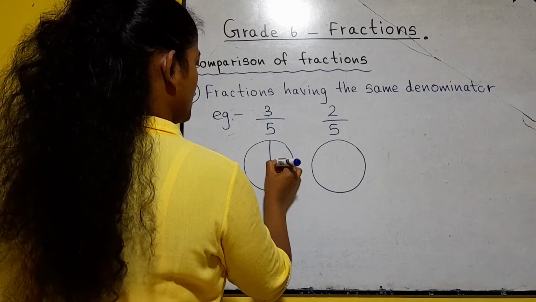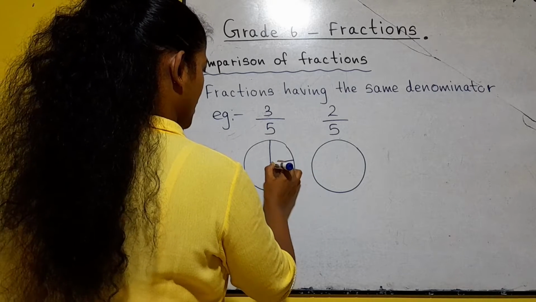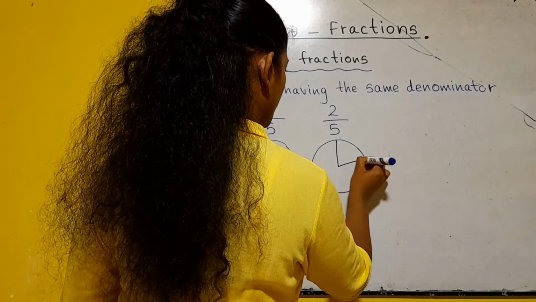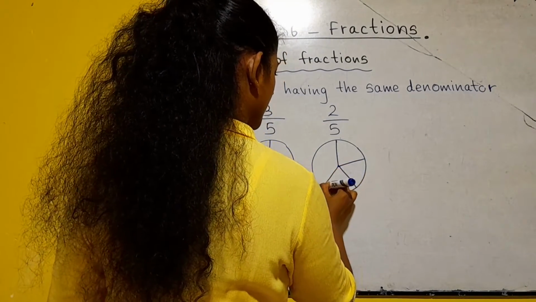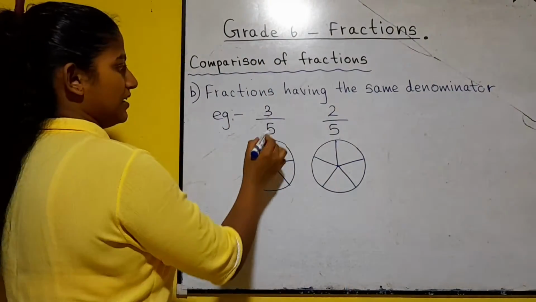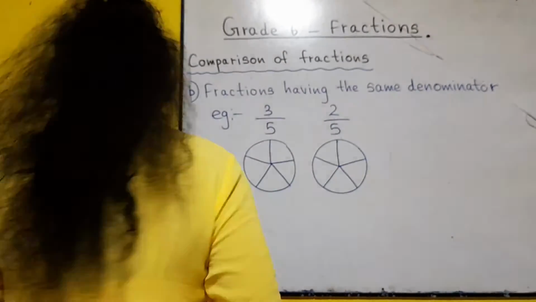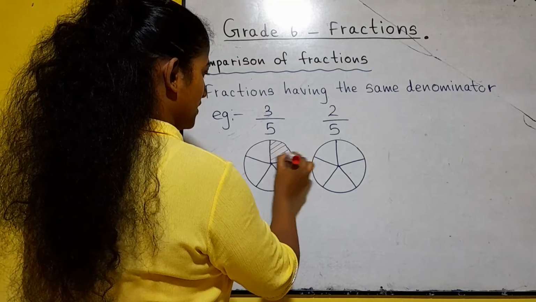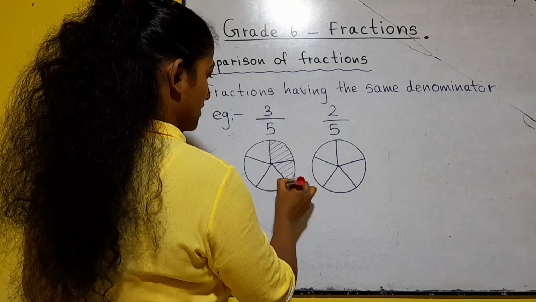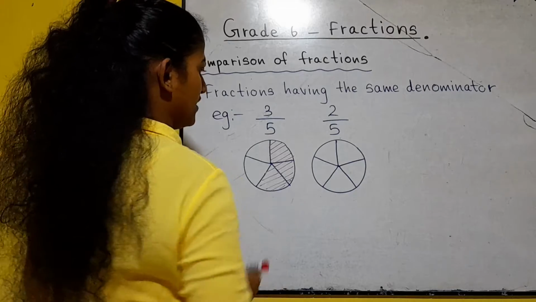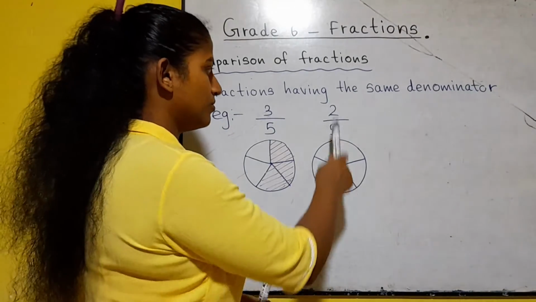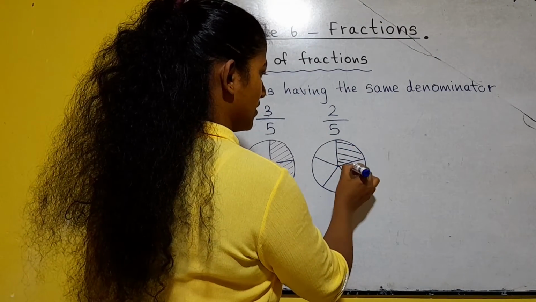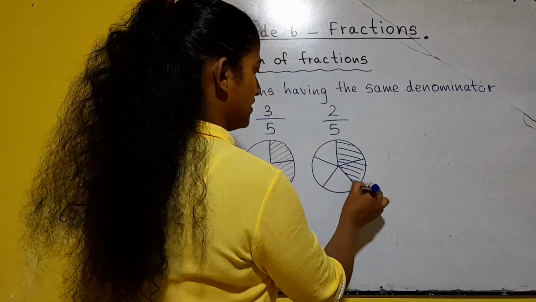Then I have to divide this into 5 equal parts like this. This one also into 5 equal parts like this. Then to represent 3 over 5, I have to shade three parts here. One part is shaded, then two parts are shaded, three parts are shaded like this. Then to represent 2 over 5, I have to shade two parts. One, then two parts are shaded.